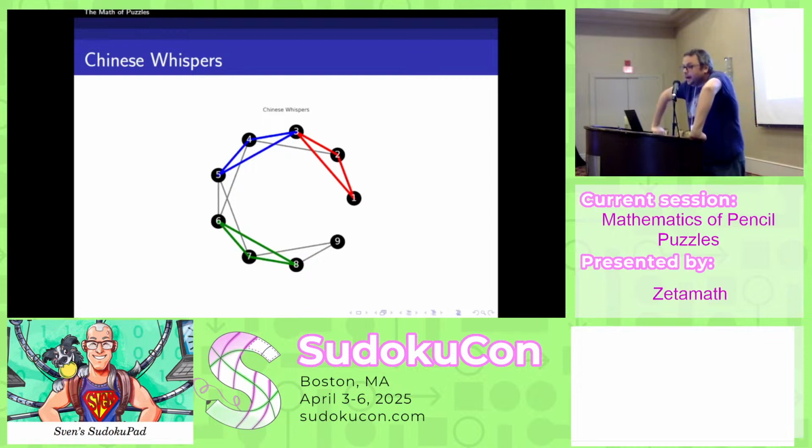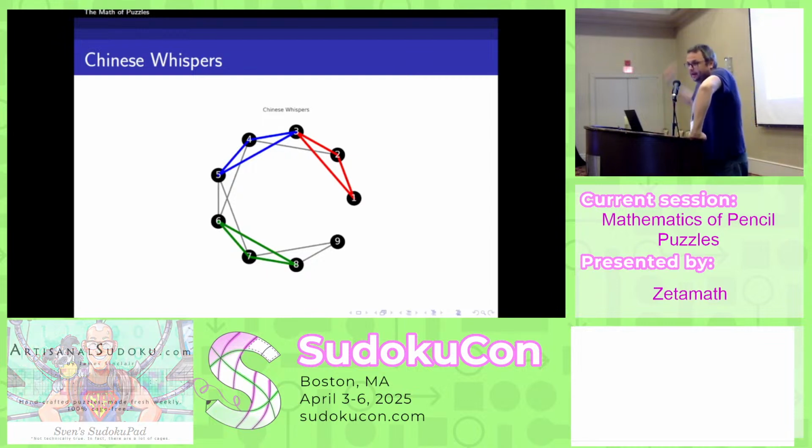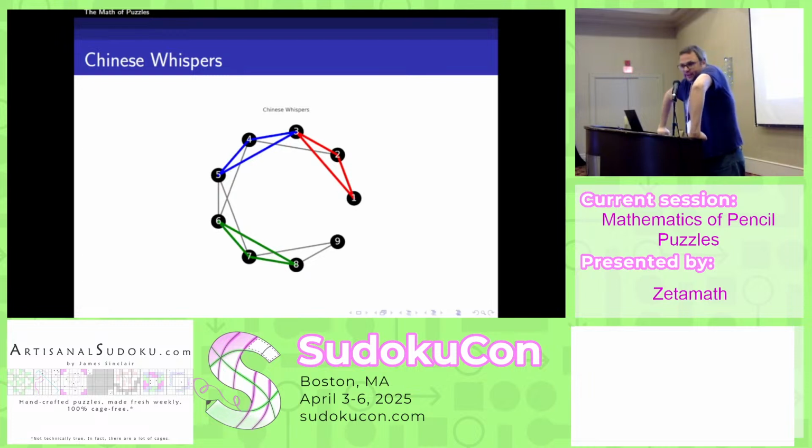Okay. If you believe me that triangles are bad, there are an awful lot of triangles in the Chinese whispers graph. So believing that this is not bipartite, you'll probably pretty rapidly believe it if you look at all of these triangles.